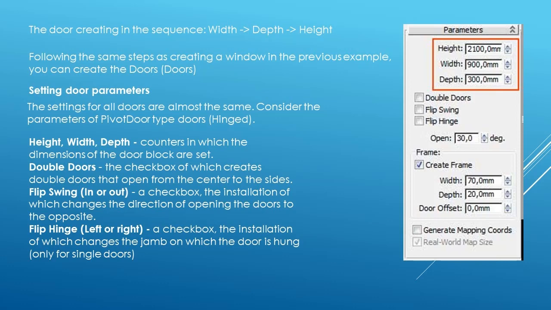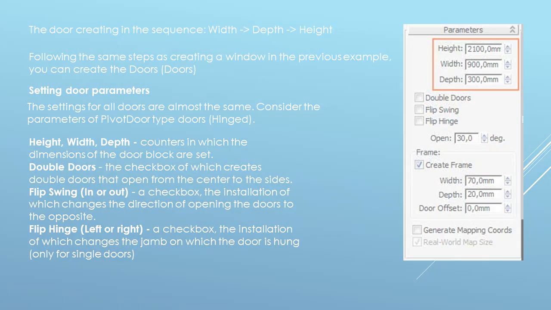Double door, a checkbox which creates double doors that open from the center to the sides. Flip swing, in or out, a checkbox the installation of which changes the direction of opening the doors to the opposite. Flip hinge, left or right. A checkbox the installation of which changes the jamb on which the door is hung, only for single doors.